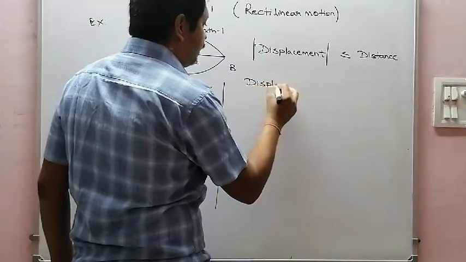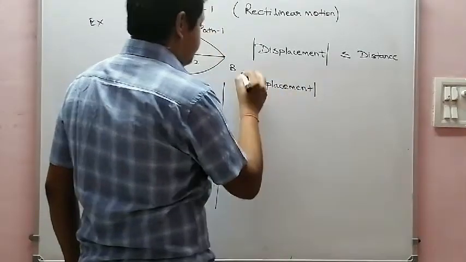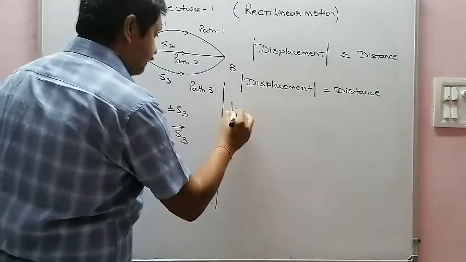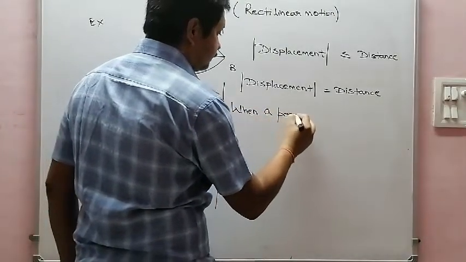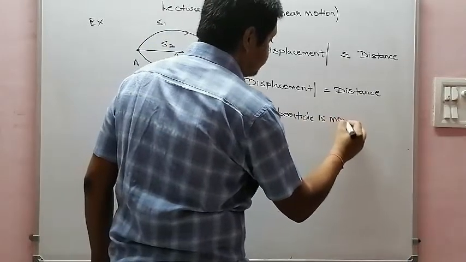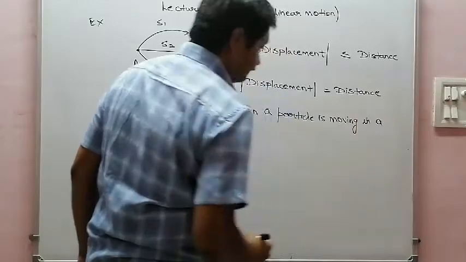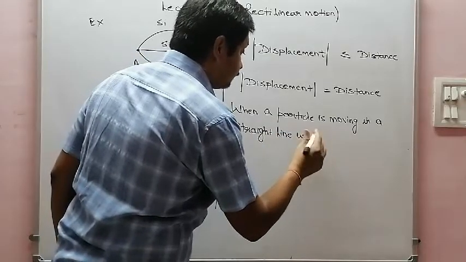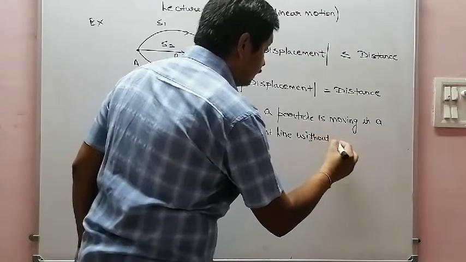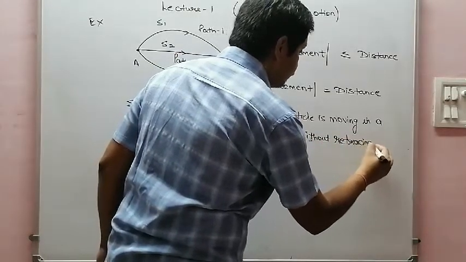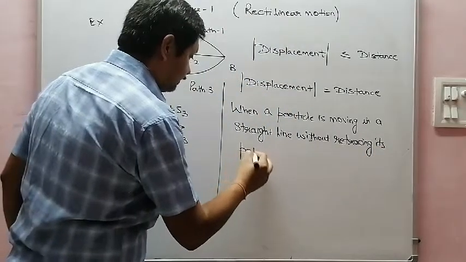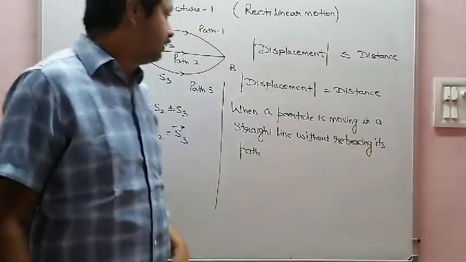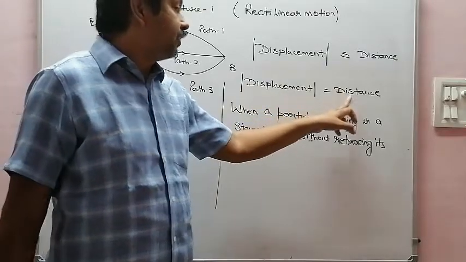The magnitude of displacement will be equal to distance when a particle is moving in a straight line without retracing its path. जब एक पार्टिकल स्ट्रेट लाइन में चलता है बिना लौटे, without retracing its path, then the magnitude of displacement will be equal to distance.